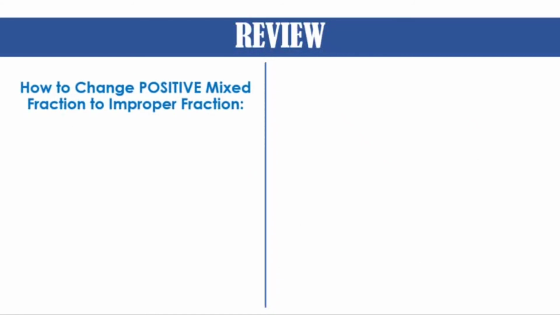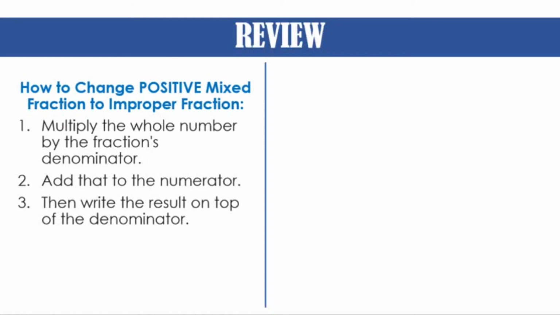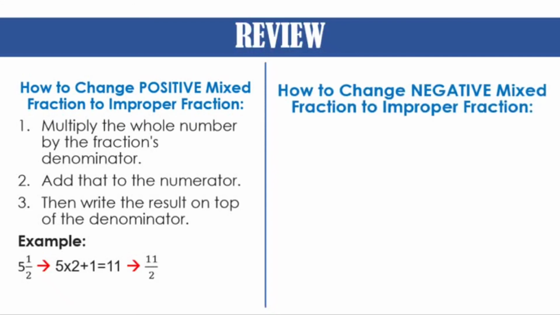Another review, how to change a positive mixed fraction to an improper fraction. Multiply the whole number by the fraction's denominator. Add that to the numerator. Then write the result on top of the denominator. For example, 5 1/2. 5 times 2 plus 1 is equal to 11. So the answer will be 11/2.